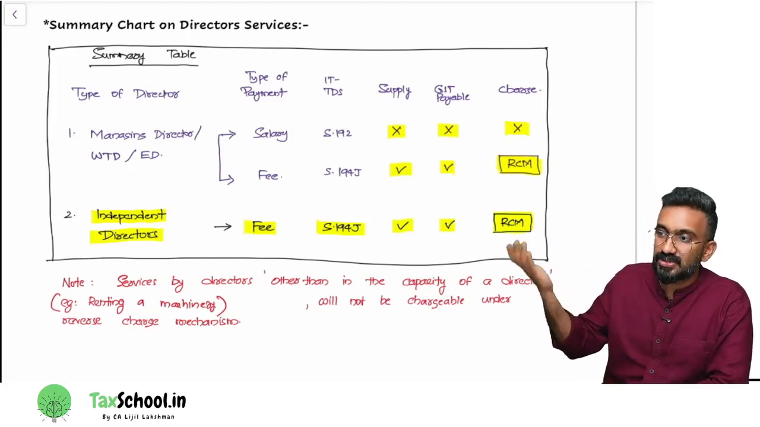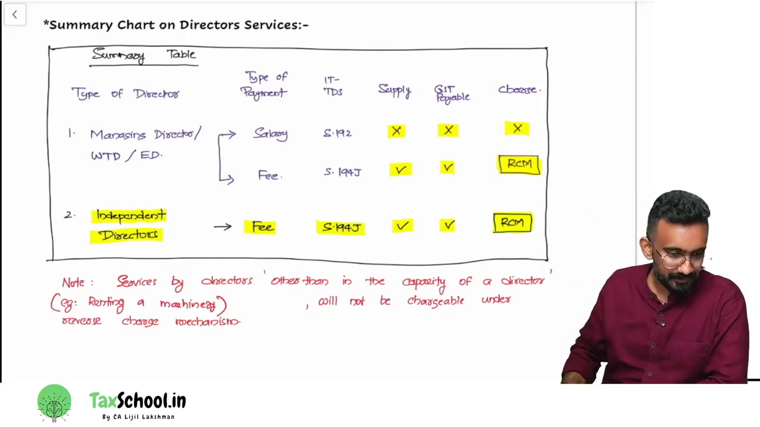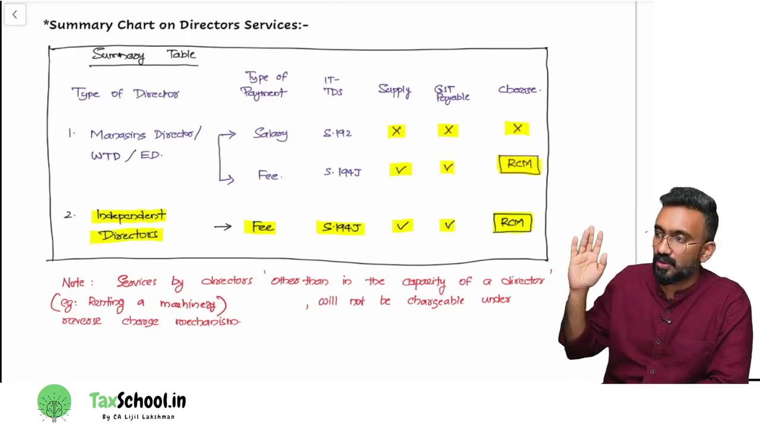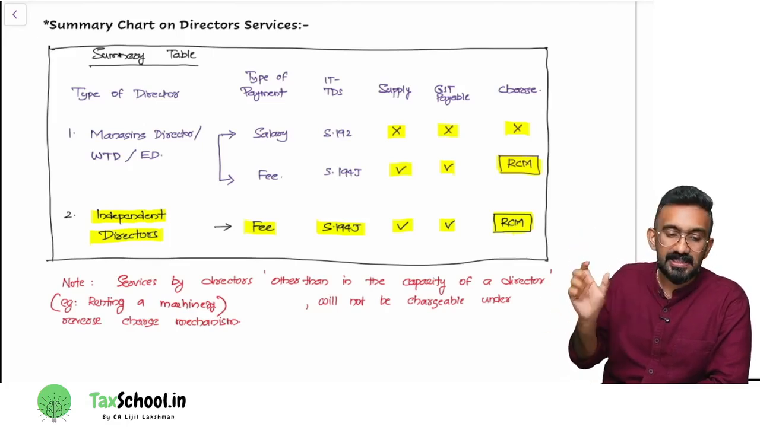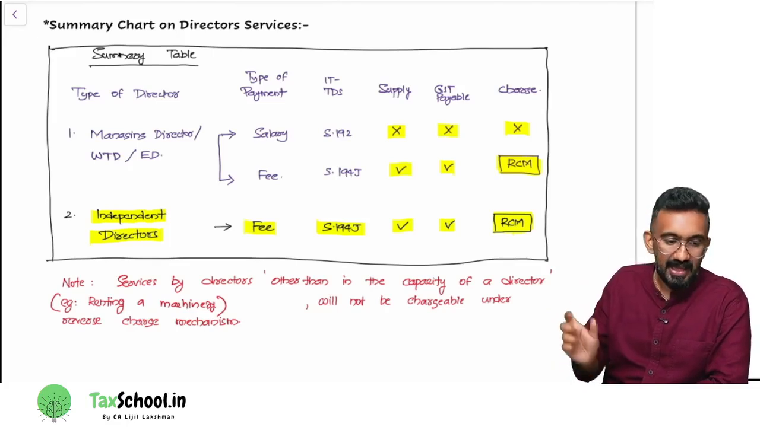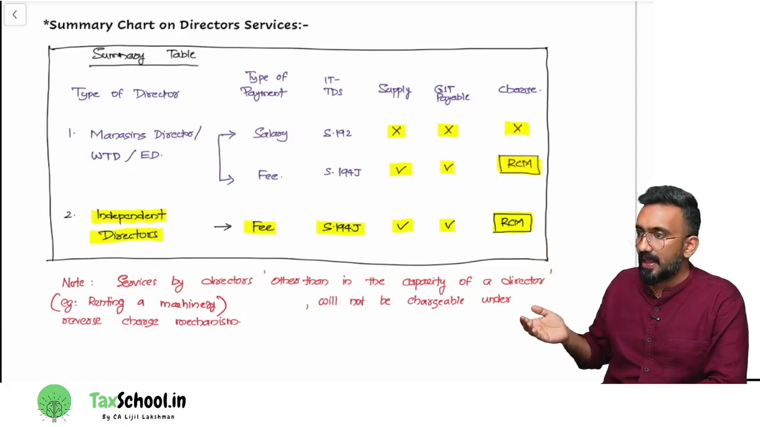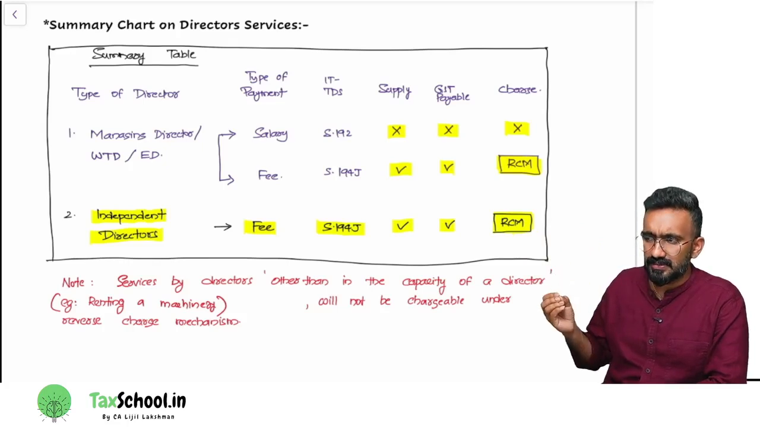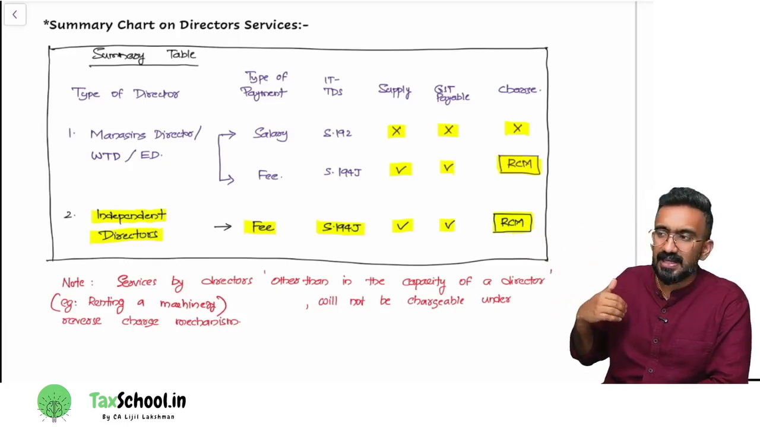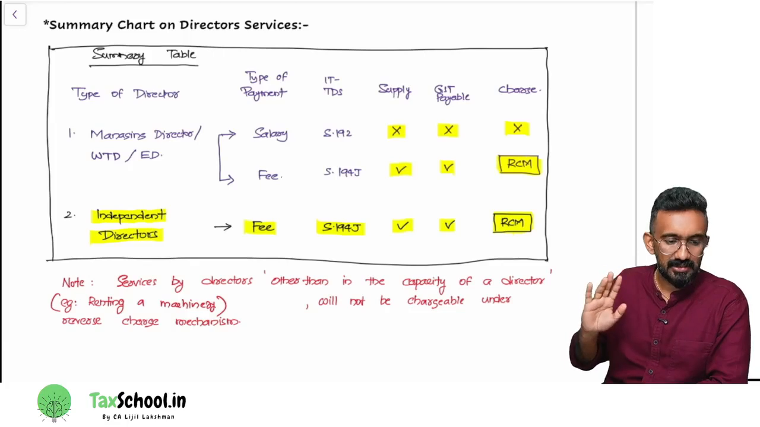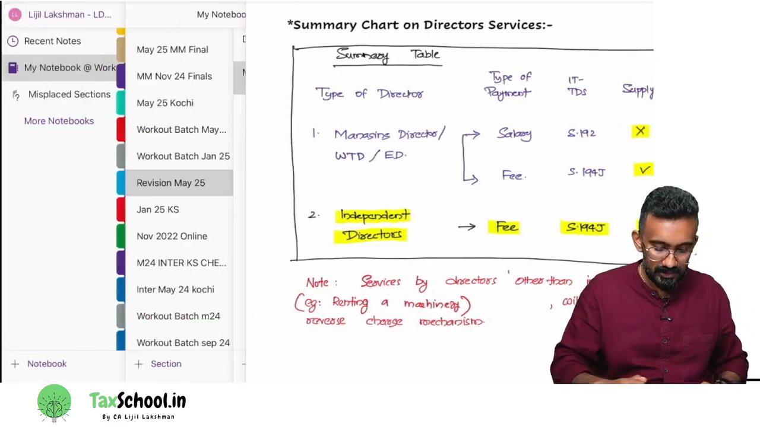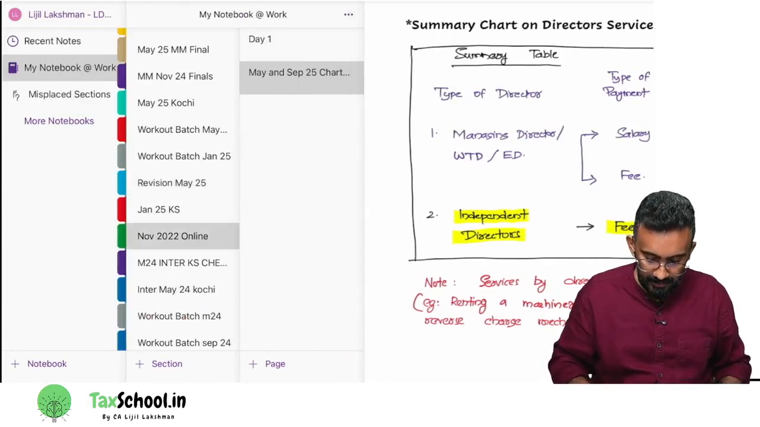Look at the second part, which is independent director. They will not receive salary, they will only receive fee. TDS would be under 194J and it will be a supply and GST will be payable under RCM. I've written service by directors other than in the capacity of a director. Like say the director is renting a machinery, it will not be taxed under RCM because the service is not provided in the capacity of a director. This is what the chart says.